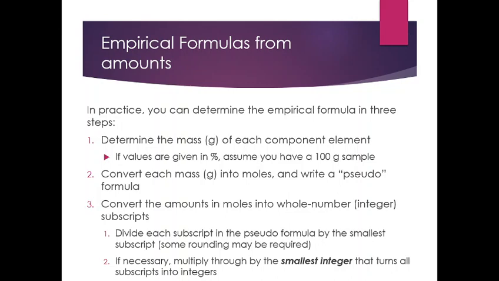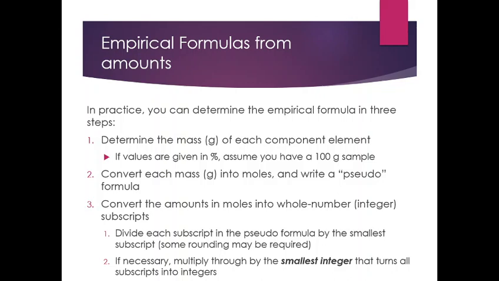So step two is to convert your grams into moles. You should be comfortable doing this. If you checked out the previous video, then you know how to convert mass to moles using the molar mass. Either I will give you the atomic masses of these elements, or I will tell you to look at a periodic table. It's on there everywhere. Once you write these things in terms of moles, you can write down what they call a pseudo formula. A pseudo formula just means it's not quite right, but you're heading in the right direction.